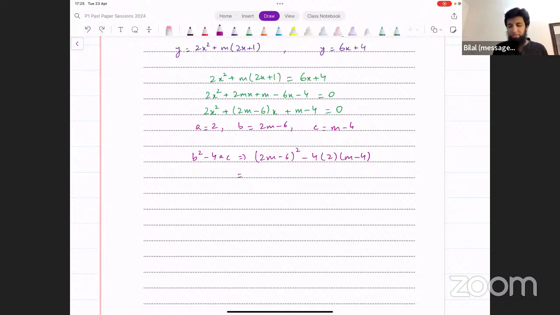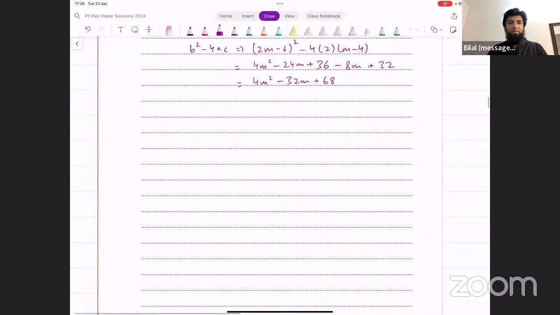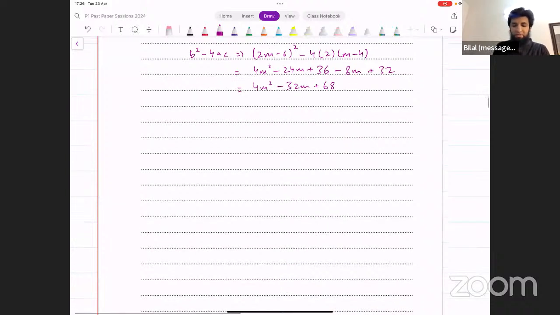Let's try that. 2m minus 6 whole squared, that simplifies to 4m squared minus 24m plus 36 minus 8 into m, that will be minus 8m, minus 8 into minus 4, that will be plus 32. Okay, let's simplify this. This gives us 4m squared minus 32m plus 68. This is the value of the discriminant. This is b square minus 4ac.